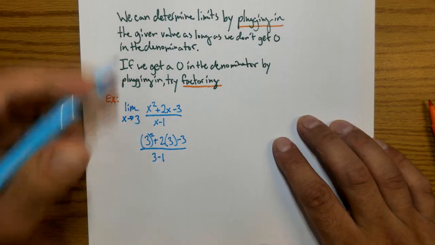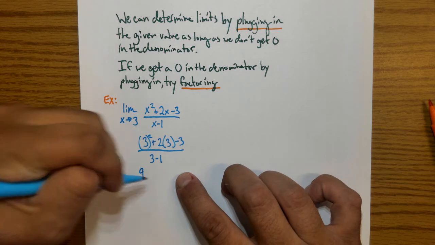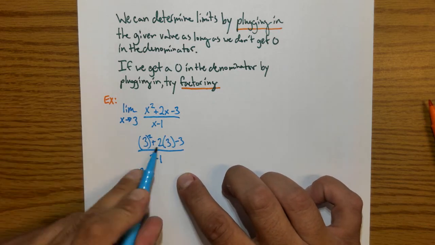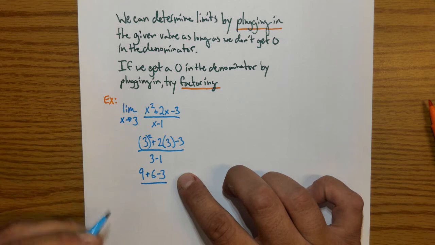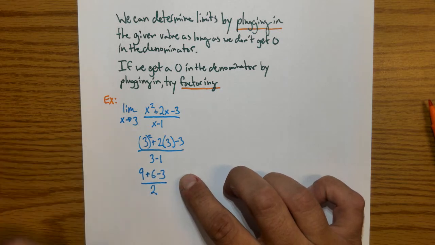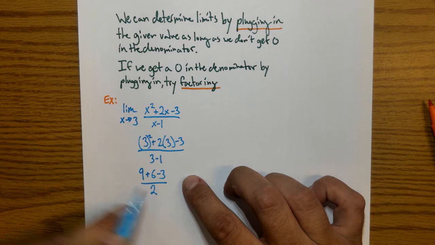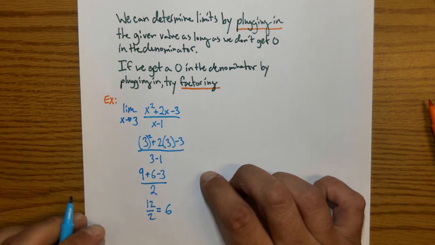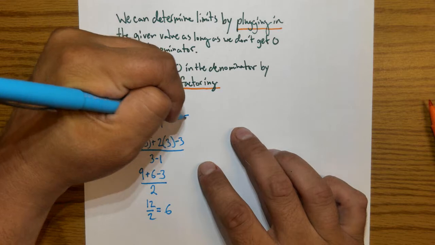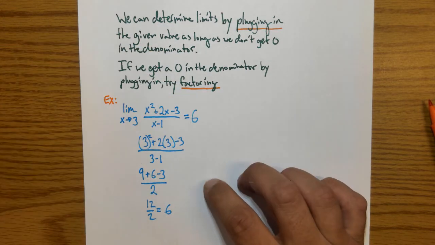3 squared is going to be 9 plus 2 times 3, that's 6, minus 3 divided by 3 minus 1 is 2. And then 9 plus 6 is 15 minus 3 is 12. So we're going to have 12 divided by 2, which is 6. So the limit as x approaches 3 is 6.